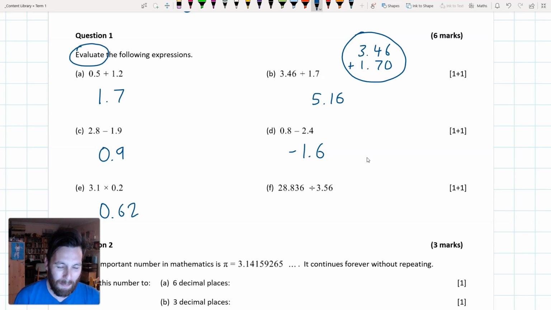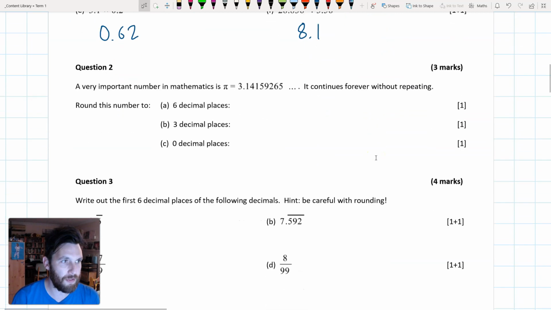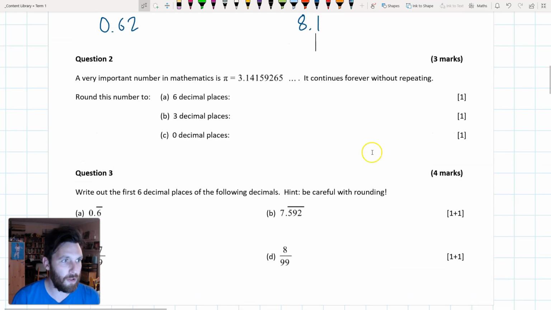And this last one, that's definitely possible without a calculator, but I think if you tried to do that, it's a bit fiddly and it's prone to error. So I'd be going straight to the calculator for this one. These are all worth 1 mark each, so it's a right or wrong situation. So best to get it right if you can.